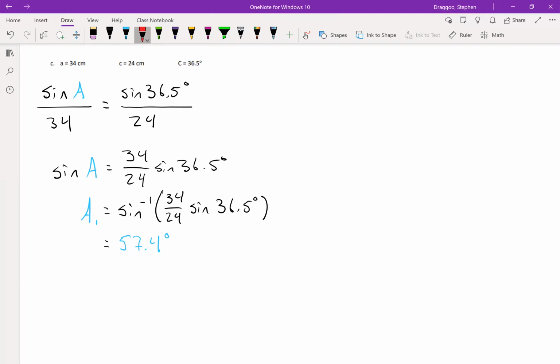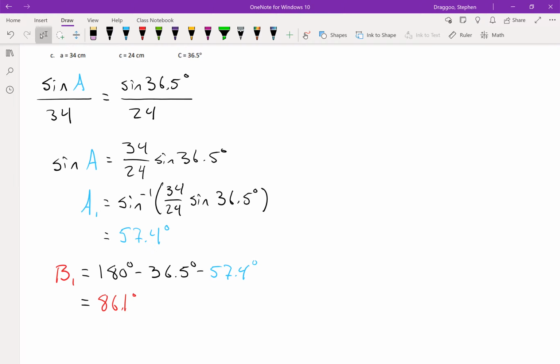Solving for our other missing pieces, let's start by getting angle B, which we'll call angle B1. That should be the difference between 180 and our other angles, 36.5 and 57.4, which is equal to 86.1 degrees.